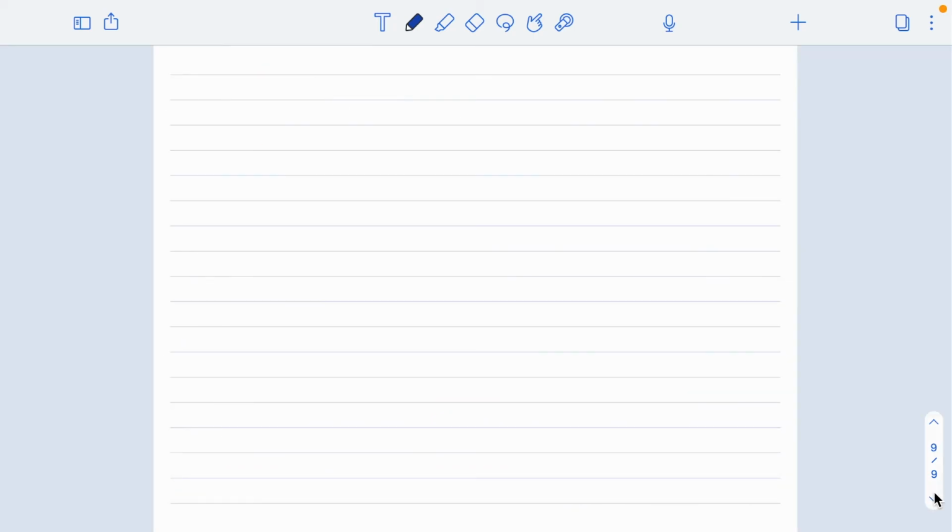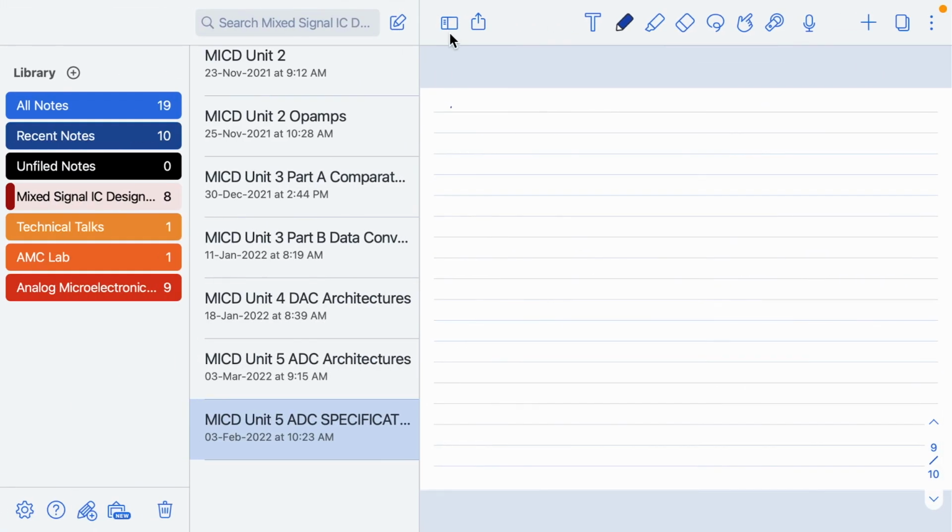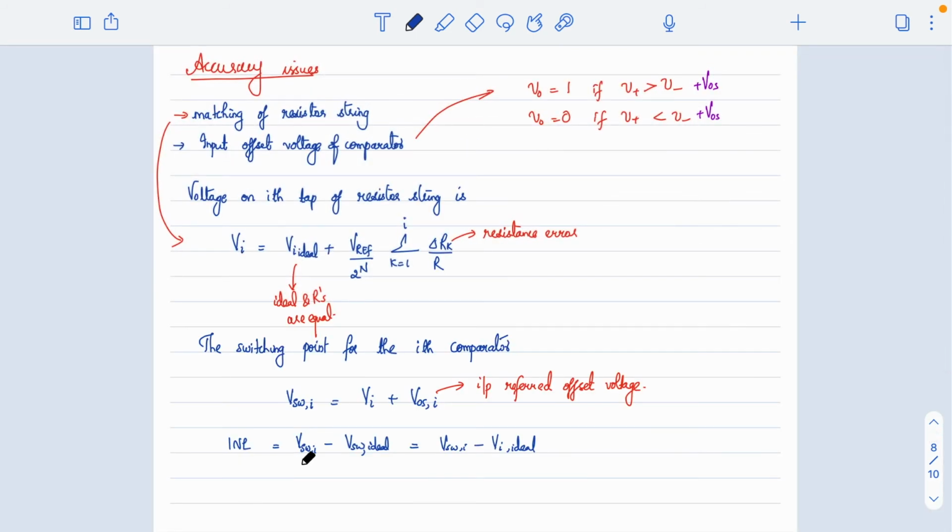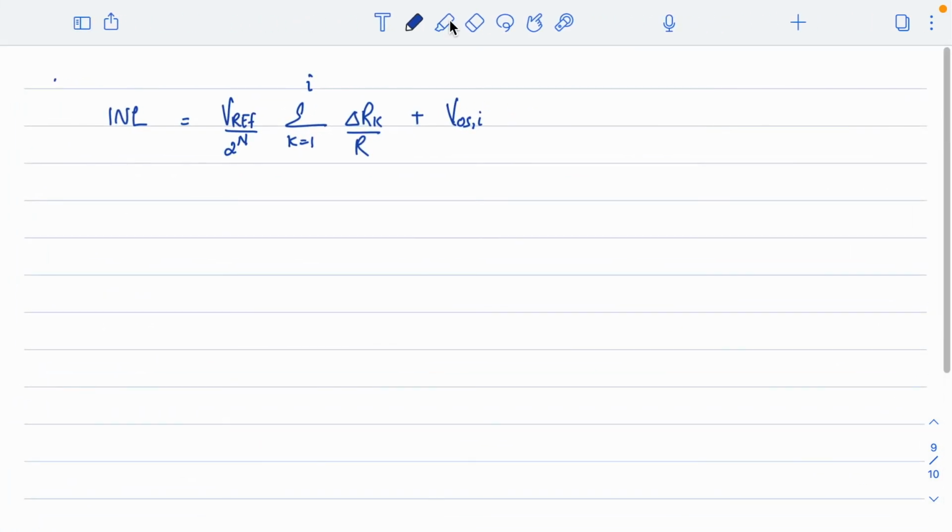So when I write the equation for this, INL can be written as, we have already written the equation, so we have to subtract it. It will come as Vref divided by 2 to the power of n, summation k equal to 1 to i, delta Rk divided by R, plus the offset voltage, right? Because INL is basically the difference of these two things. So the difference of these two is nothing but Vref divided by 2 to the power n, summation k equal to 1 to i, plus we need to add the offset voltage, V offset of i. That is what I have done here in this equation, right?